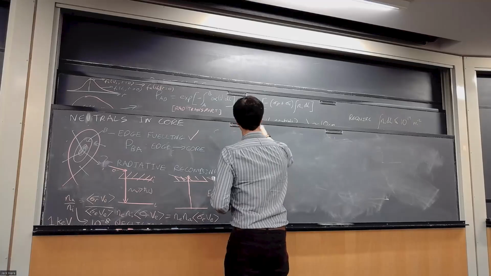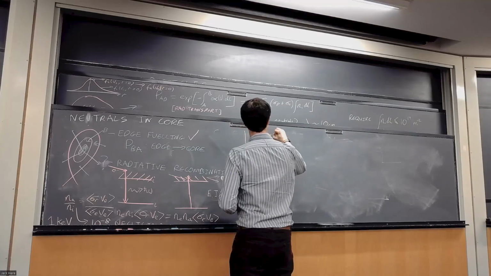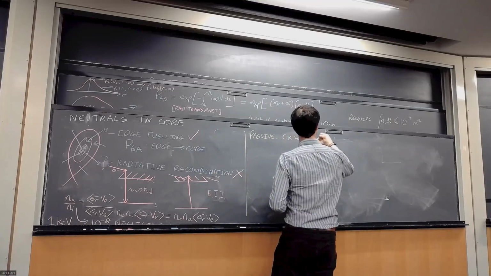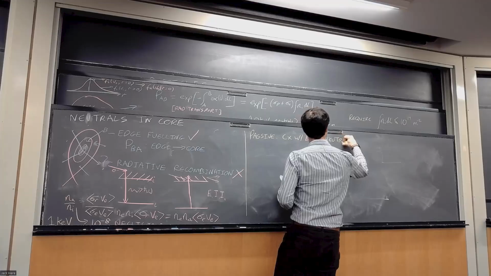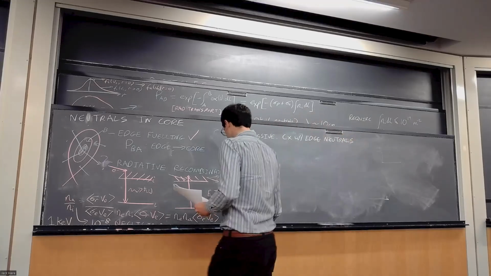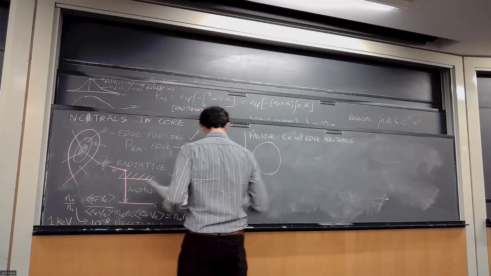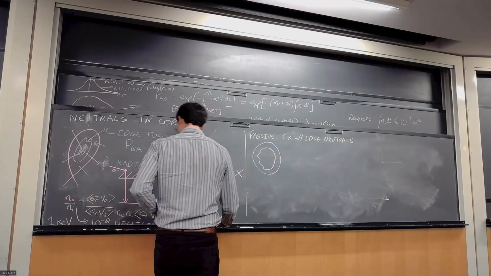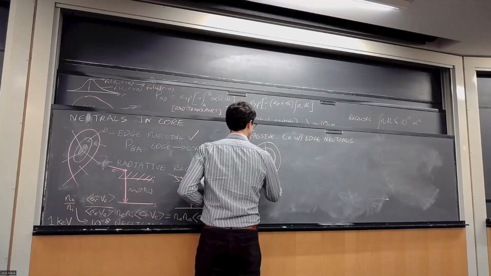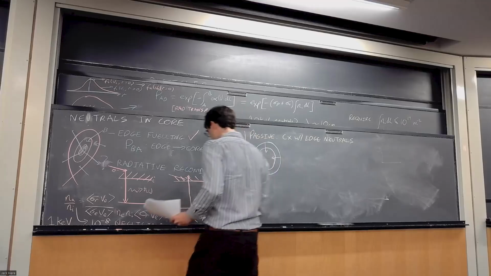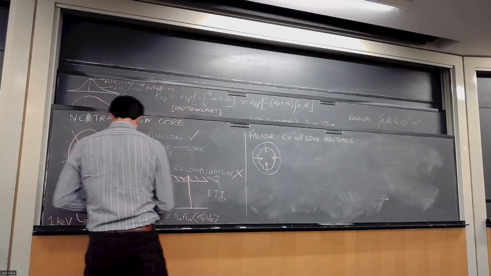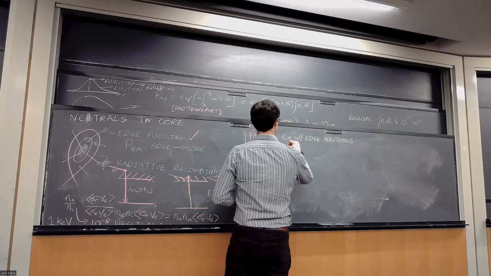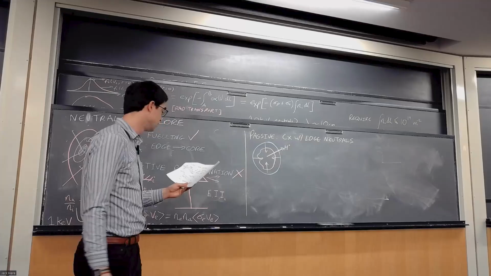So, passive CX with edge neutrals. So we've got some tokamak vacuum chamber, some MCF vacuum chamber with some plasma like this. We have all of the particles coming in from the edge, and then they're charge exchanging with particles in the core, and they're producing, for example, a hydrogen neutral that's coming out from the core.